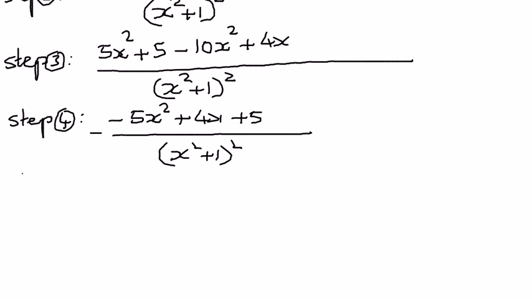So this is our derivative. This is our derivative of the given function, 5x minus 2 divided by x squared plus 1, the derivative of this function with respect to x. So this is our answer. This is where we want to leave it.